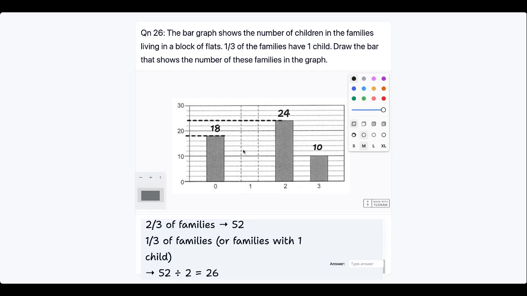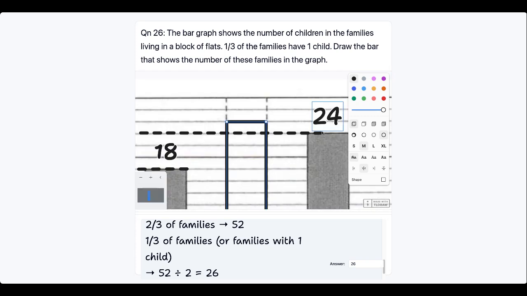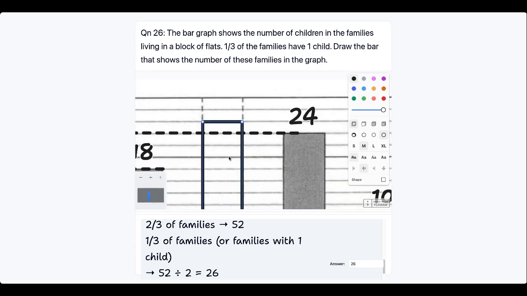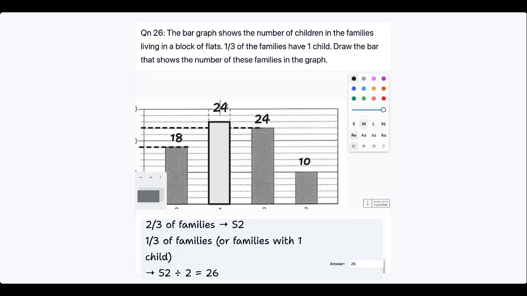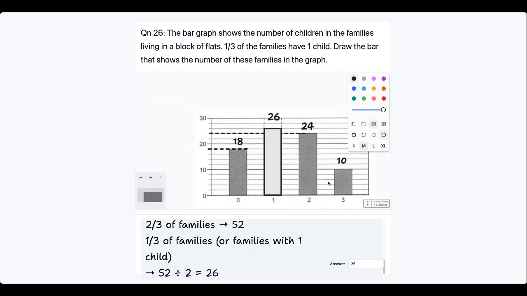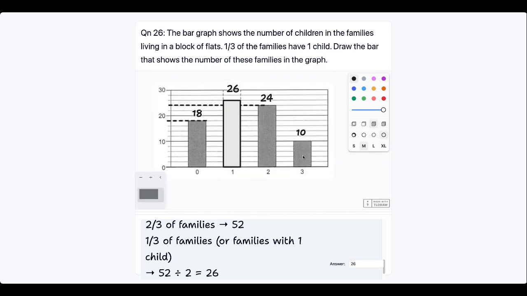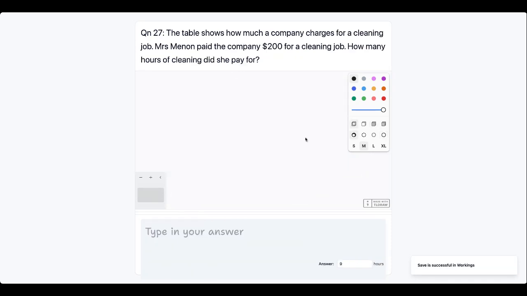So if we want to draw 26, I'm going to put 26 for the answer. We're going to draw the 26, and the 26 is just one line above the 24. That's what you see over here, right? So 24, we know one gap is 2. So now we can just shade these as 26. That's what we see over here. Okay, there you go. So the answer is 26 in this case. All right. Okay, let's move on to the next question.